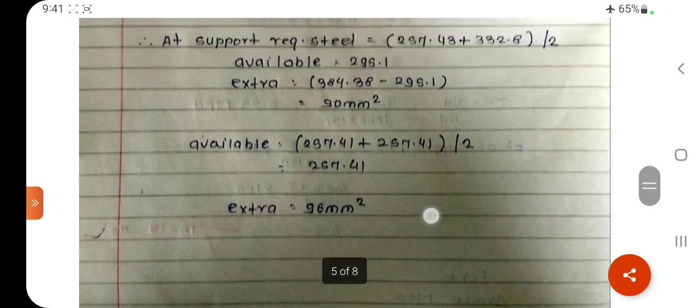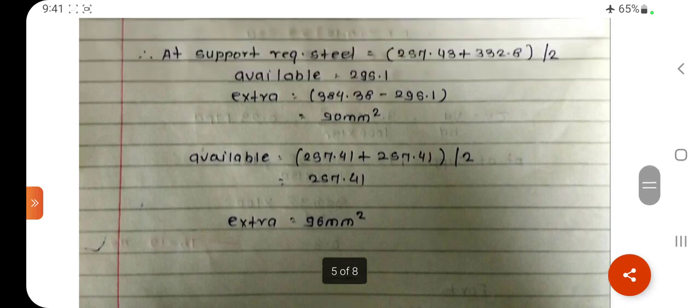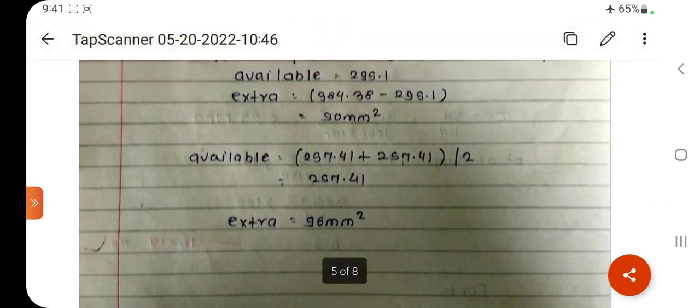Okay. Similarly for second bar it is 257 is required. Subtracting it, we get extra top bar at the second support, which is nothing but the 96 mm square. Okay. Then the next check which we require is check for the depth.